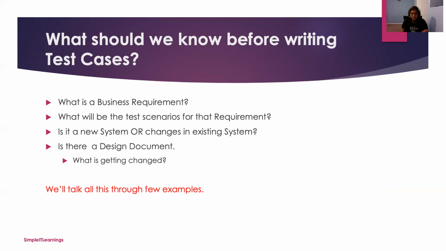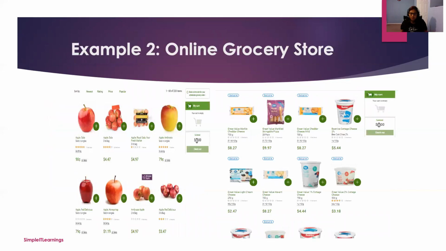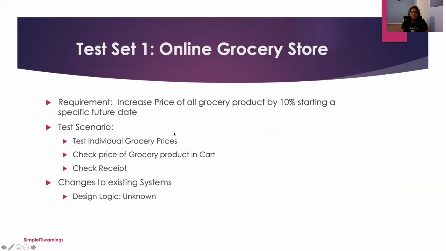So let's look at my example of an online grocery store. I have taken a simple example here where this grocery store is selling fruits, vegetables, dairy, condiments, and so many things. The business requirement for this grocery store is to increase the price of all grocery products by 10% starting at a specific future date. That's the business requirement. What would be the test scenario based on this business requirement? Test individual grocery items, check the prices when they are in the cart, and check the invoice or the receipt.